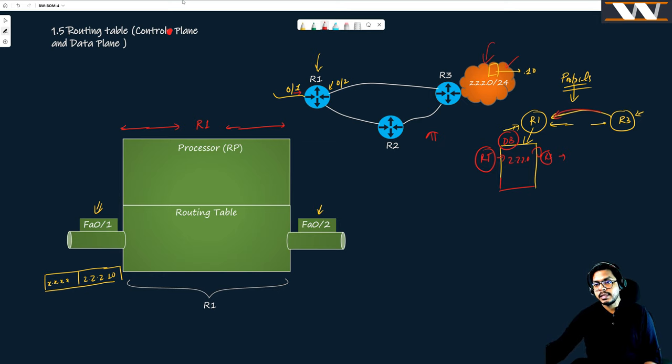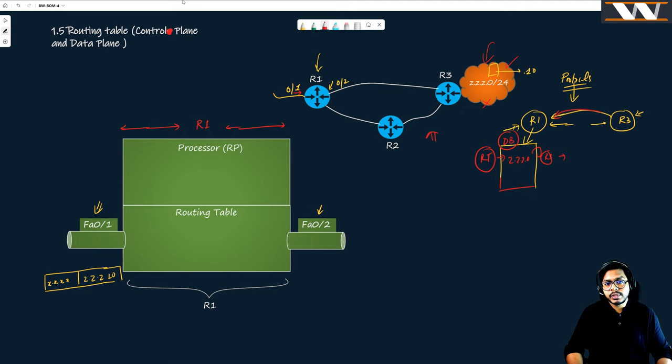If by any chance this network goes down, then also R3 is going to inform Mr. R1 that previously I was saying the z.z.z.0 network is connected to me, but now I'm saying it is not connected to me. Just update your database. It is as simple as that.